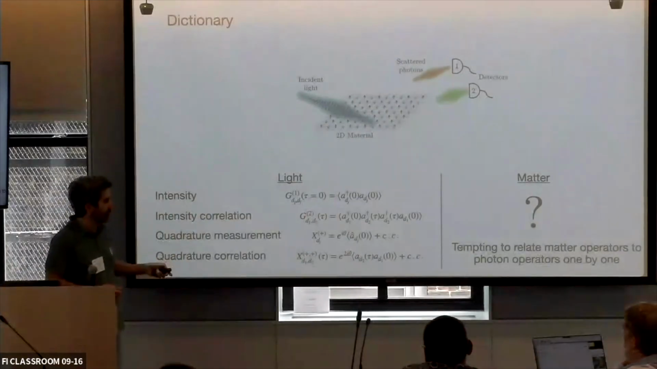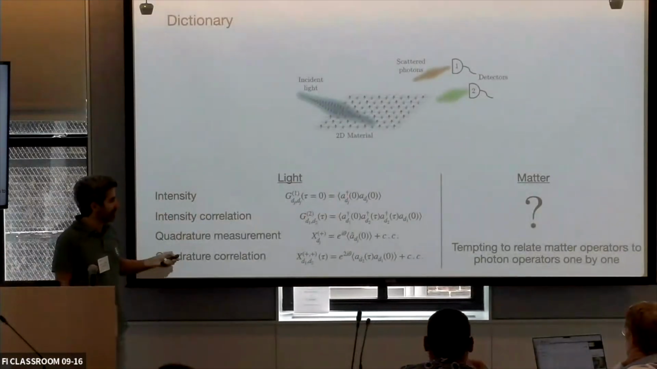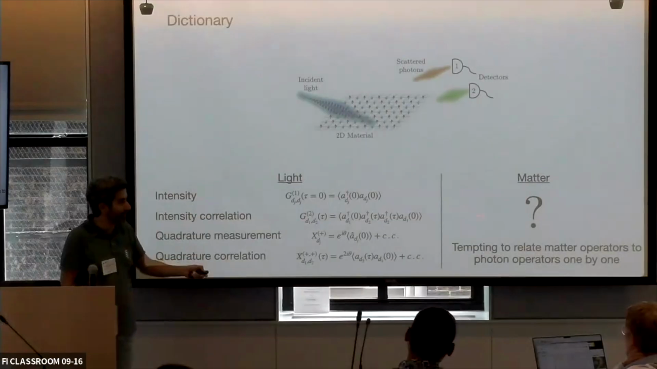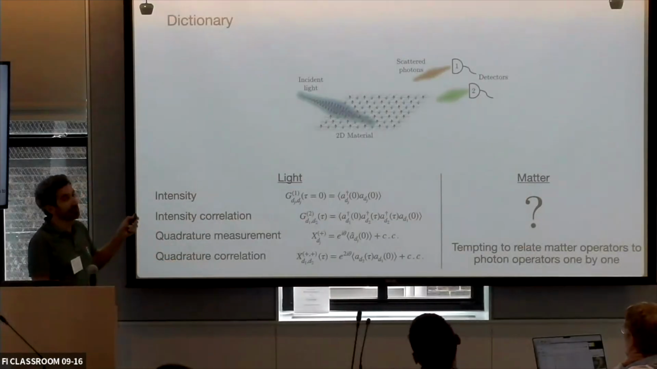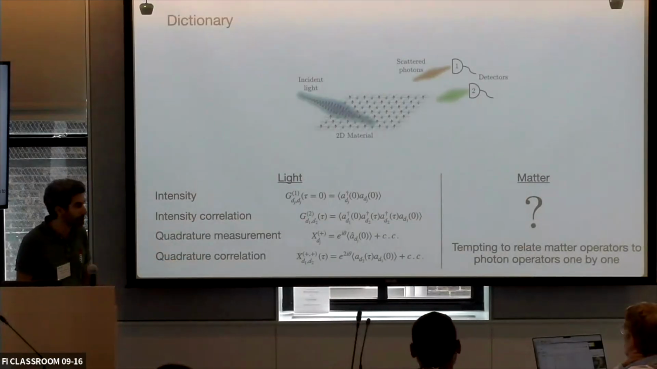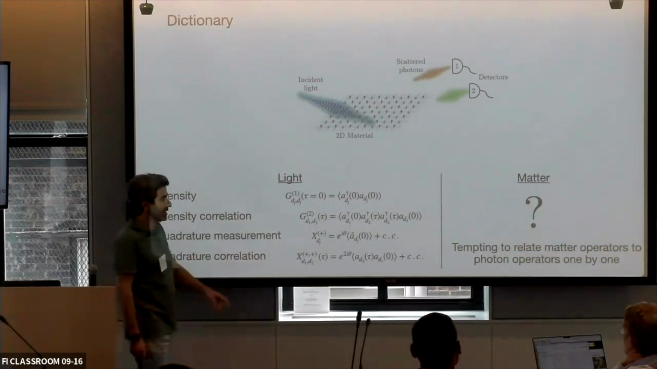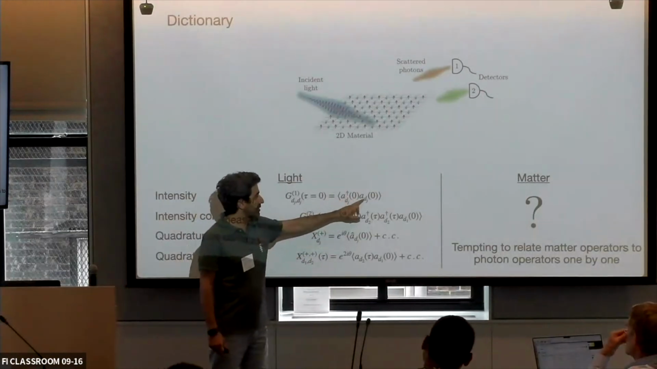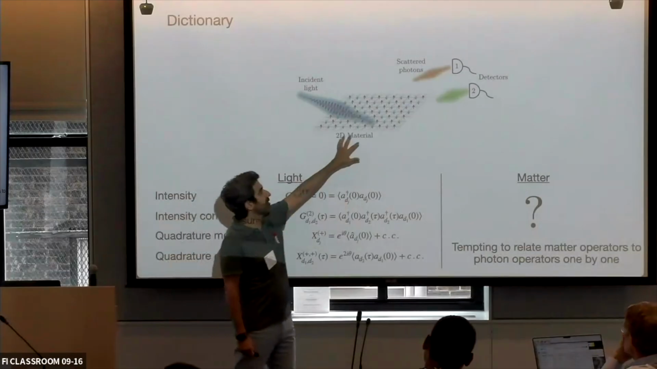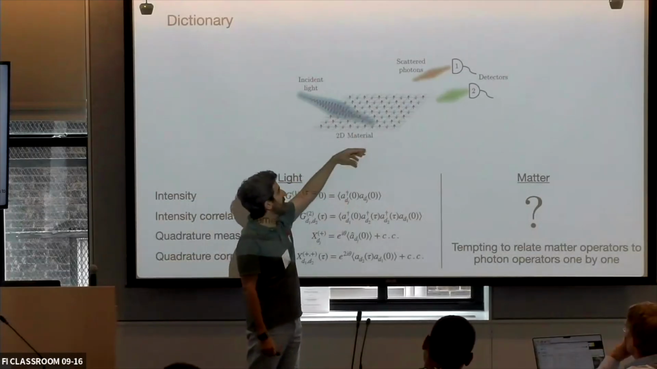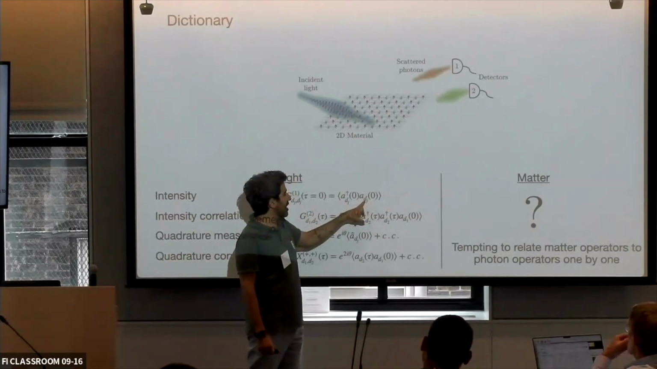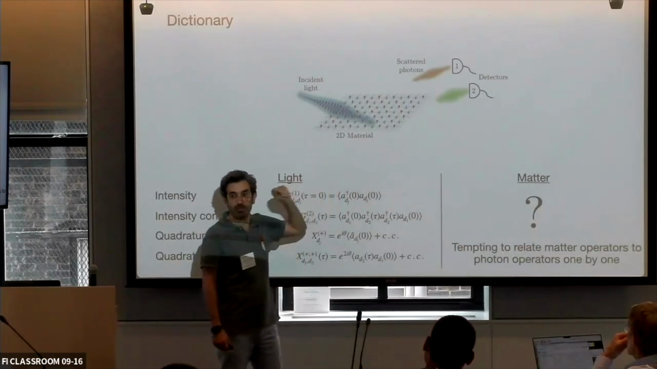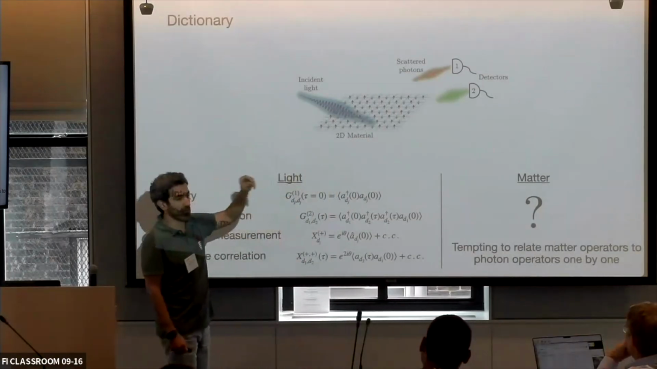The goal here is that I have these light correlators and I want to relate them to matter. I'd like to create this dictionary. It's tempting to relate some matter operator to each of these photon operators. So this is my correlated matter. The light comes in, and each A would be associated with some matter correlator, and then I measure them over there.